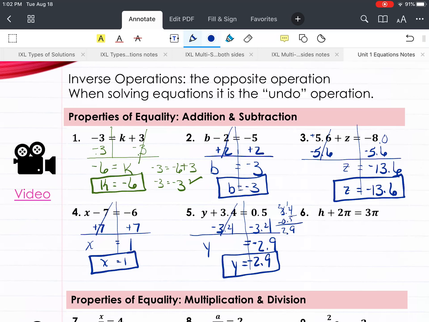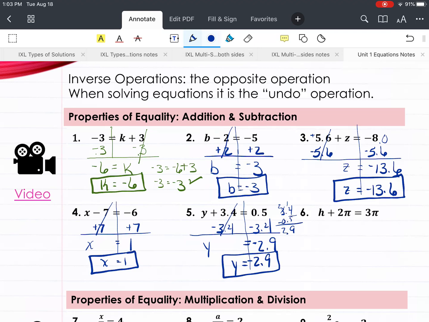Or think about it. X could be one number in one problem, and in a different problem it might be a different answer. So one time it might be 2, next time it might be 3. But here, pi is always pi. So pi is a constant. So I'm not going to subtract that pi off. I'm actually looking for the h. So think about it that way. H is my variable. What's attached to h? Plus 2 pi.